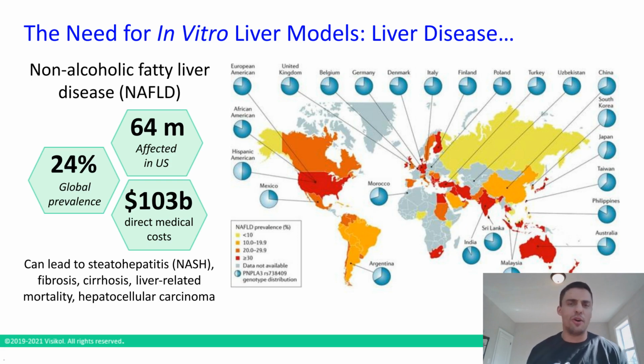NASH and non-alcoholic fatty liver disease are things that we don't hear a lot about, but these affect a large proportion of the population worldwide. We look at non-alcoholic fatty liver disease. This is essentially due to poor diet. Poor diet is, of course, ubiquitous in the developed world, and the prevalence of this is incredibly high.